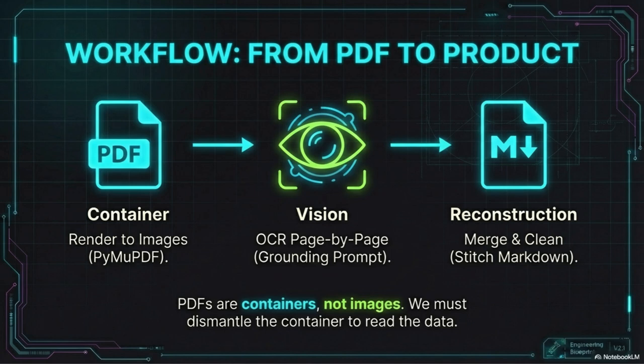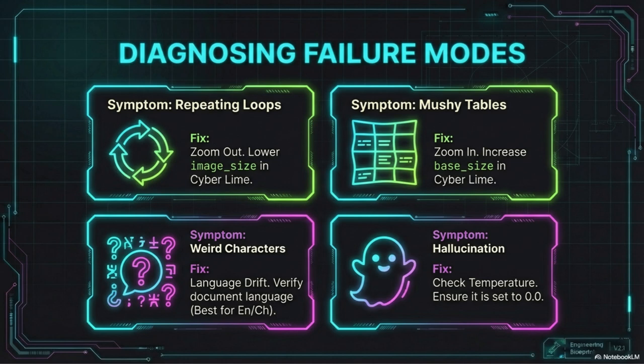All right, let's play a game. The guide has a great section on reliability fixes. I'll give you a symptom, you give me the cure. Okay, I'm ready. Symptom. The model is repeating itself. It's just looping the same sentence over and over. Diagnosis. It's getting lost in the details. It's zoomed in too far. Cure. Reduce the image size. Tell it to zoom out a bit.